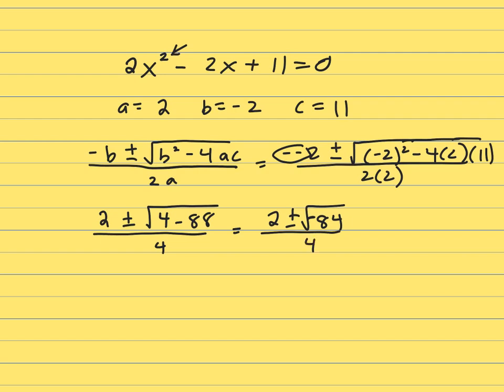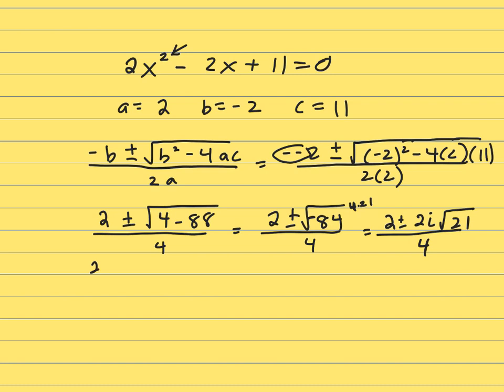And negative 84 is, well, we'll say 84. 84 is 4 times 21. So that ends up being 2 plus or minus the square root of 4 times 21. The square root of 4 is 2, so bring out a 2 and also bring out an i because of that negative underneath the radical. And that leaves you 21 underneath, over 4.